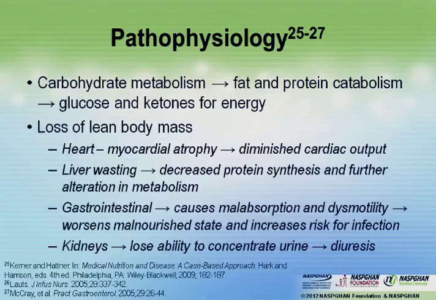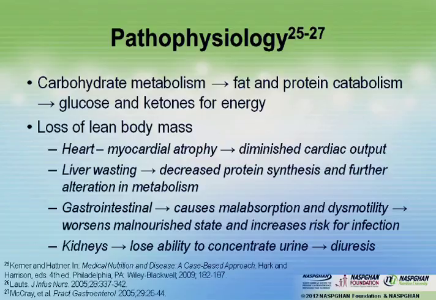As you start losing your muscle to produce energy, you also lose muscle from your heart. And this causes myocardial atrophy. It makes you more prone to heart failure and more prone to arrhythmias. The liver wastes away with decreased protein synthesis and further alterations in metabolism. The GI tract, I already spoke about this. It causes malabsorption and dysmotility. It worsens your malnourished state and makes you more likely to get infections. The kidneys lose their ability to concentrate urine and makes you prone to diuresis.